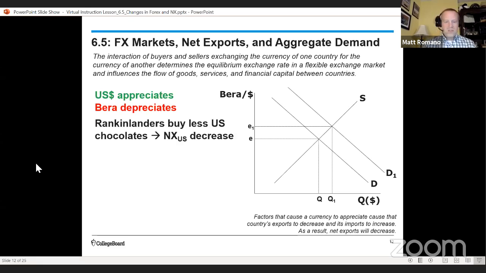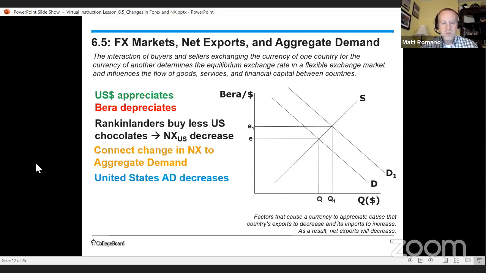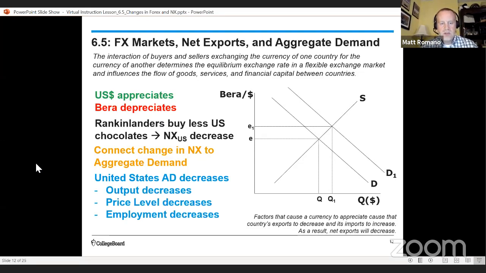We know from the last slide and from our understanding here that those Rankin-Land residents, the Rankinlanders, are going to buy less U.S. chocolates. Net exports in the U.S. is going to decrease. And now we need to connect that change in net exports back to aggregate demand. And again, we know that that's a simple fact. We just talked about it in our review. If United States net exports decrease, then we can easily conclude that United States aggregate demand is going to decrease. And that decrease in aggregate demand is going to decrease output, decrease price level, decrease employment. We're going to see the unemployment rate rise, all because of this changing valuation of the currency. That domino effect is very consistent. We need to be able to make those conclusions as a result.